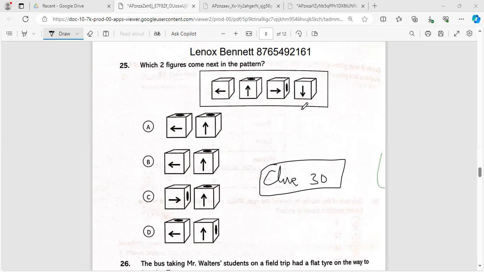I think it's B, sir. B as in ball. But sir, why are A and B the same? It's not the same. You're not observing. It's not the same, guys. I know why it's the same. Look at the top.